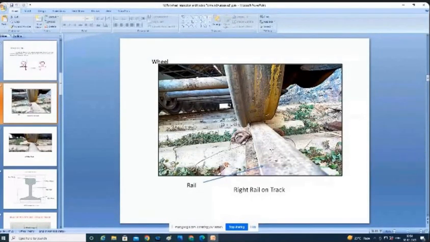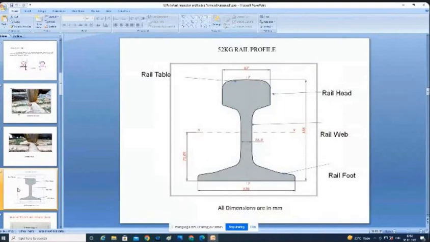Only the mechanical people will have a lack of knowledge on rail. That's why rail is very important. Similarly, the wheel is also important. Whenever you see, the rail cross section will be like this. Are you all able to see the rail cross section? Are you able to understand the rail cross section?